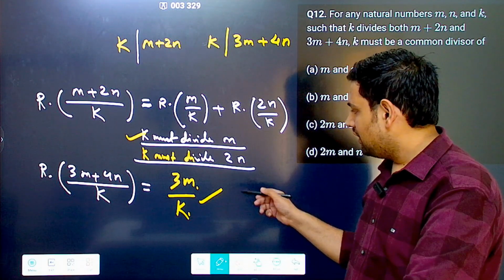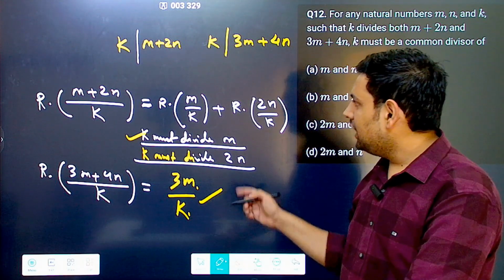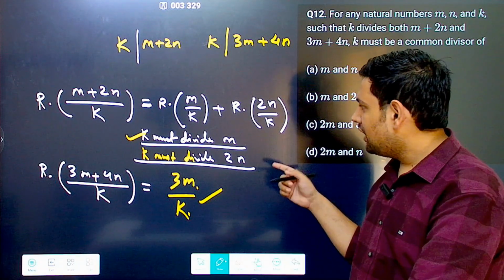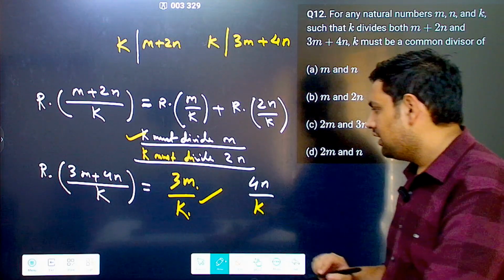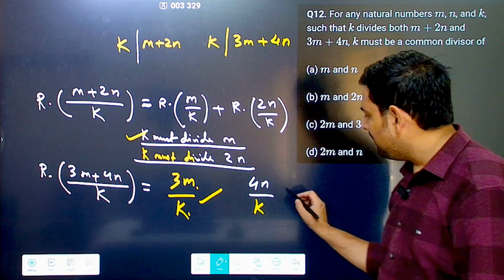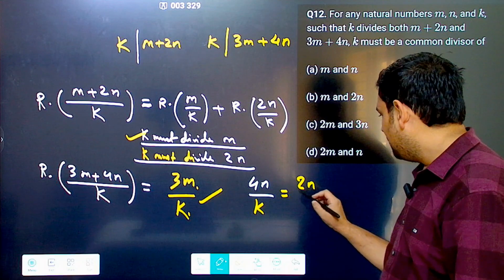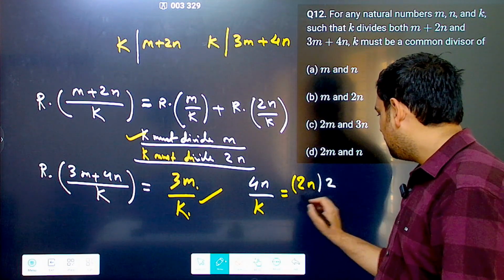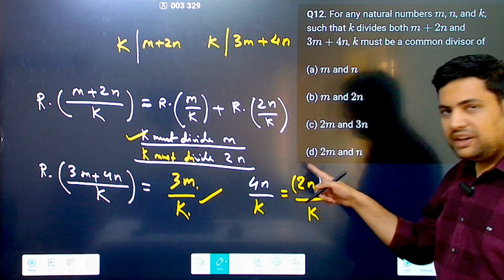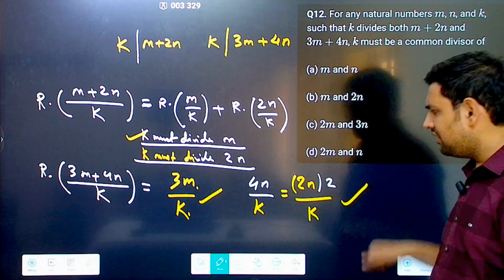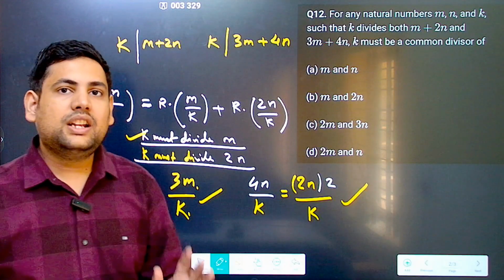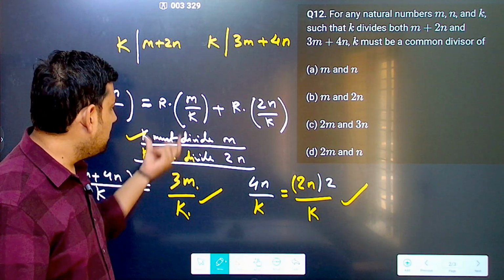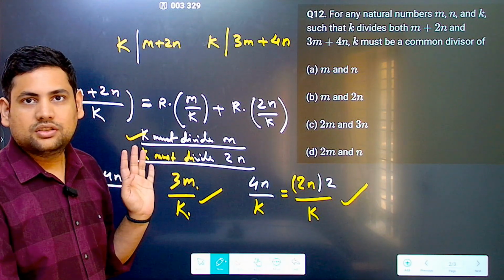Now next thing what I can do is, basically from here I can say that 4n divided by k. Now 4n divided by k, can I write it like 2n into 2 by k? Now isn't 2n divisible by k? Correct? So this also is divisible by k. So from this I don't get any other conditions that I must take. If I have just ensured these two, then I am done.